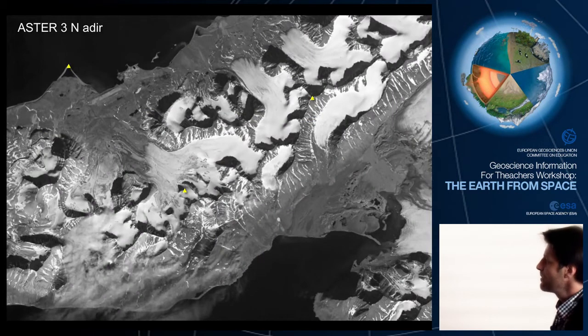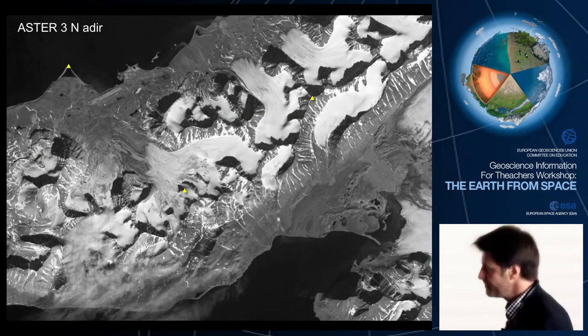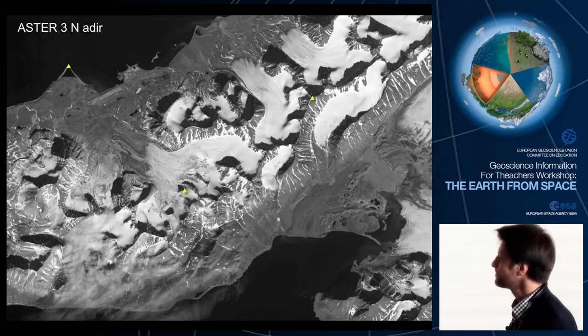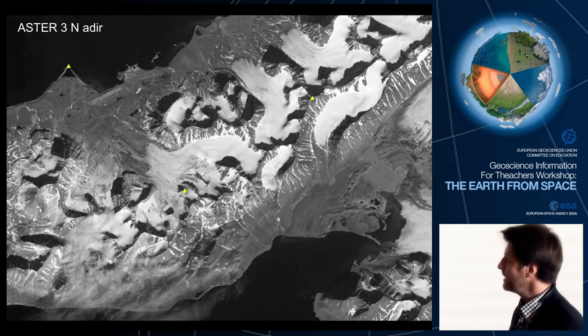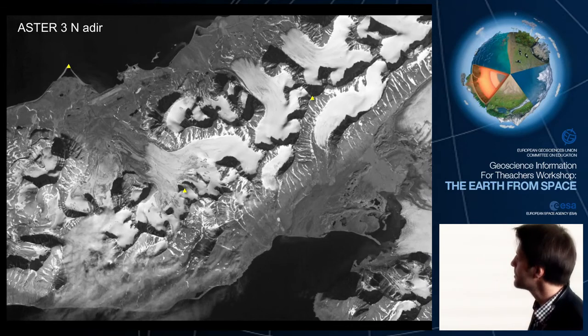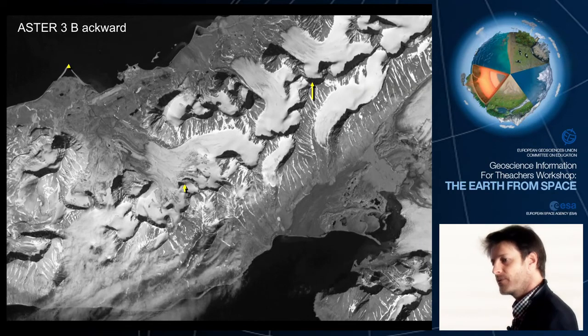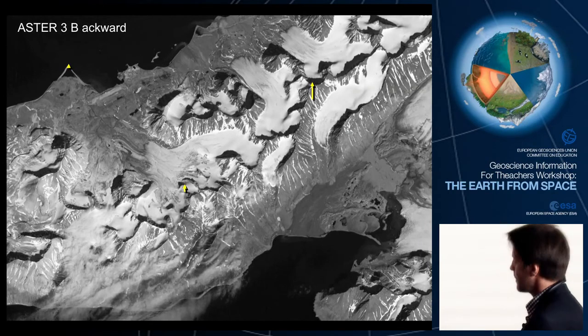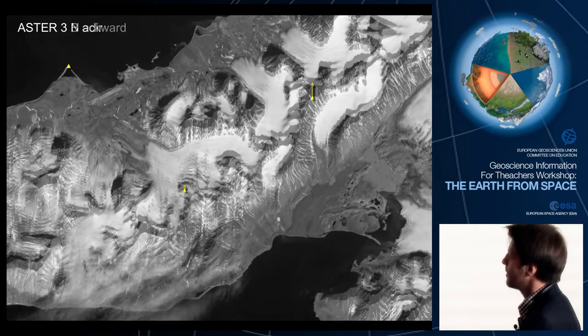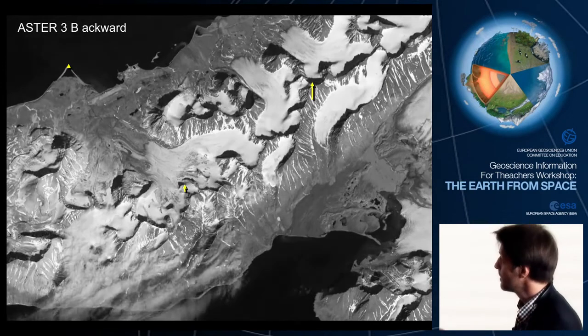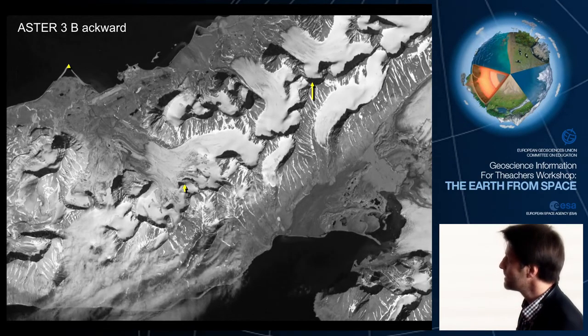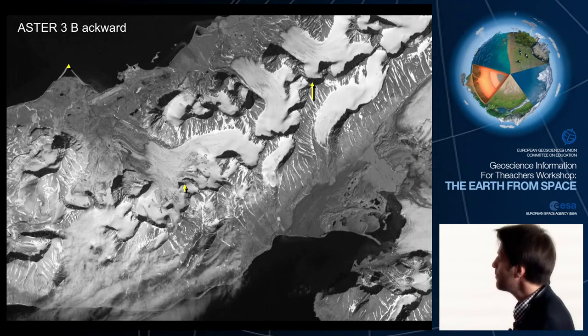This is an example from Svalbard, Norwegian Arctic. This is the nadir image of the ASTER sensor. You see three rectangles, which I marked for comparison. This would be the backward image, so the image taken in backward direction. And if I go forward and back, you see that the coastline, here and here, and points at the coastline stay constant, they do not move.